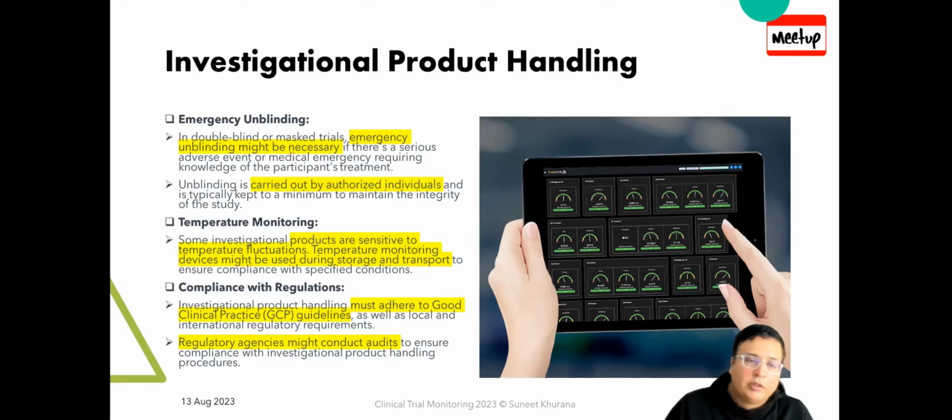Then, as I mentioned earlier, temperature monitoring. The products are sensitive to temperature fluctuations. For example, the device shown here is all remote monitored. There is automatic logging of the temperature, and you just go into the logs every day and look at any deviation. There are alarms set up that will inform the person in charge what's happening. But this is all in compliance with the regulation, ICH GCP.